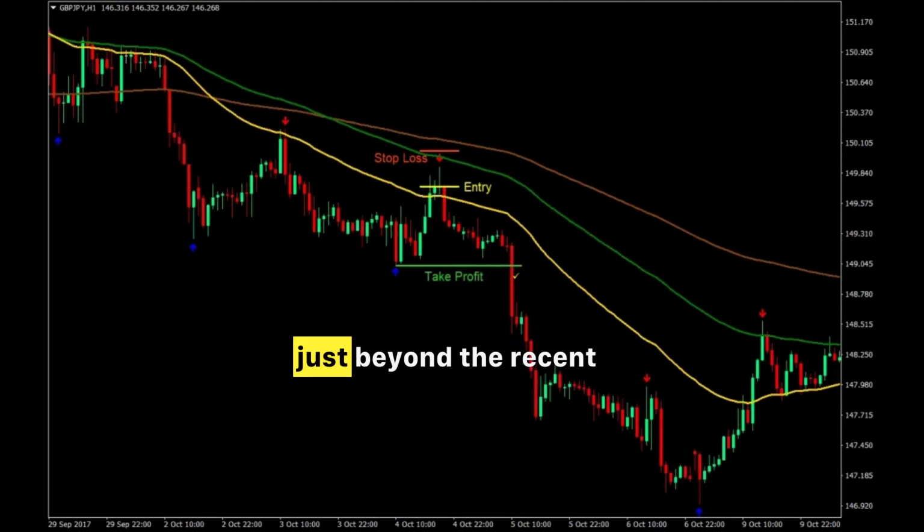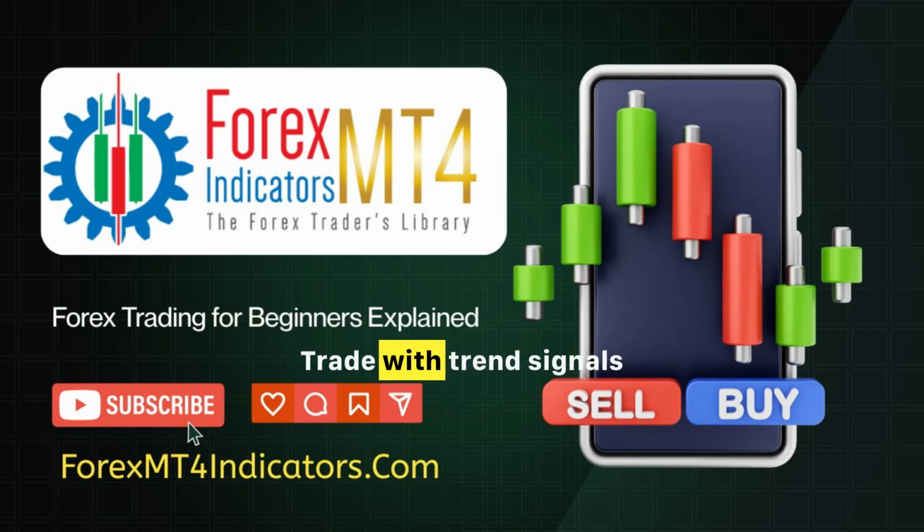Place your stop loss just beyond the recent swing high or low. If price reverses against you, cut the trade. This keeps your losses small. Aim for at least 1:2 risk to reward when possible. Trade with trend signals and clear entries, not noise.